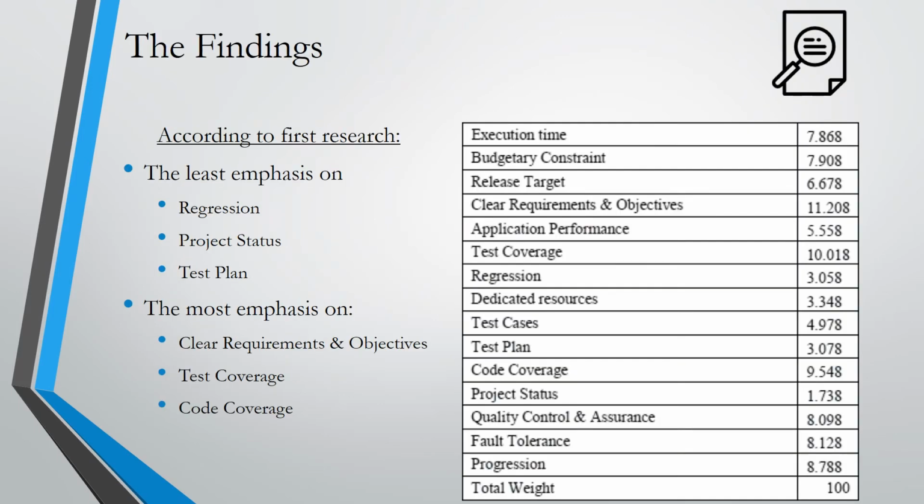And the next step is the findings. After applying the analytical hierarchical process on the questionnaire results to get relative weights assigned to each attribute, researchers have obtained the table on the right. We can infer that relatively little emphasis is being given to project status, test plan, regression, and dedicated resources, but most emphasis is given to quality control and assurance, fault tolerance, progression, code coverage, clear requirements, and test coverage.